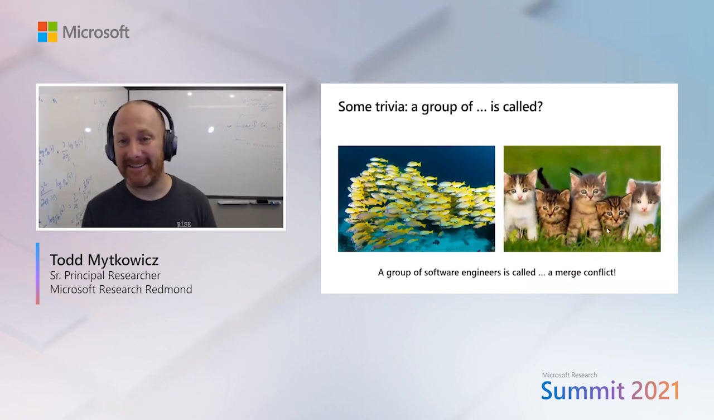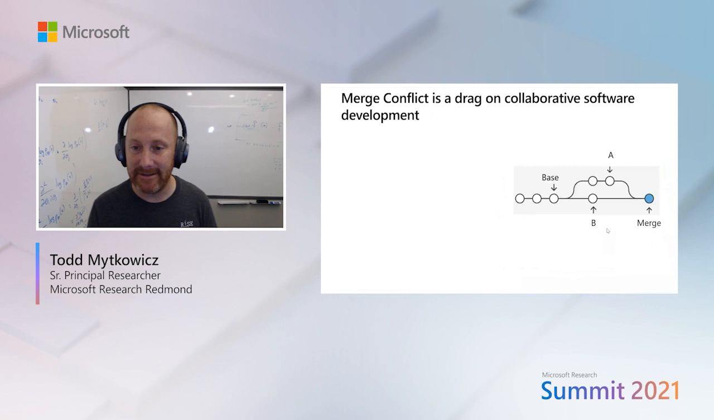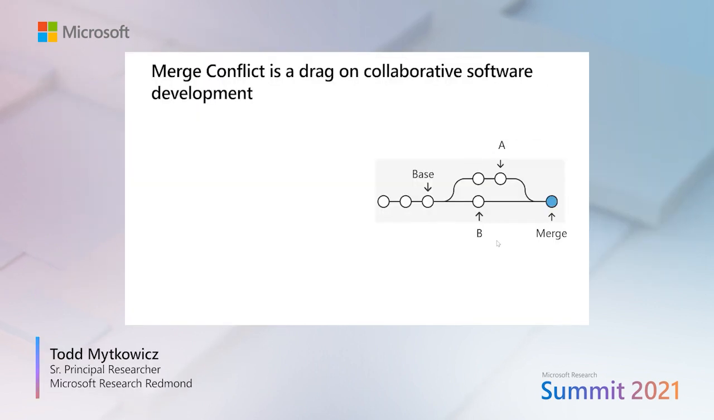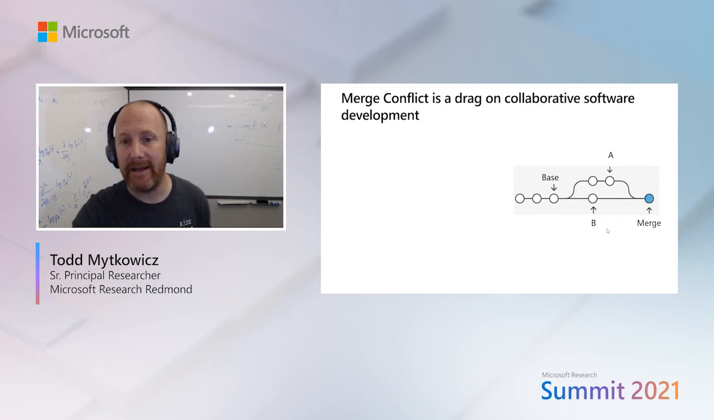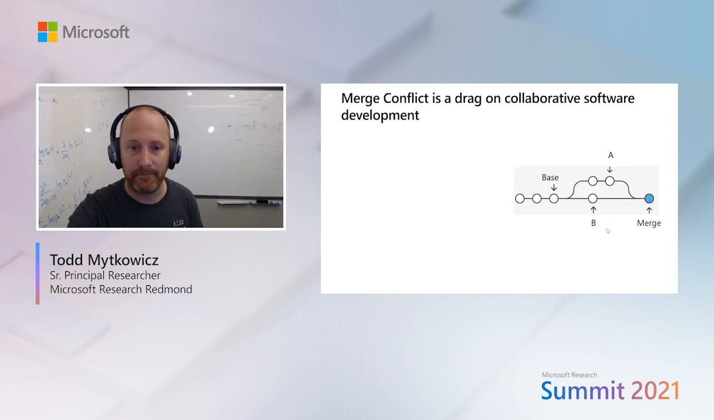So a merge conflict is a drag on collaborative software development, right? It's happening all the time. And how a merge conflict arises is that we have some common base program that two people, call them A and B, have decided to edit. They both make independent changes, and then ultimately they need to merge their changes back into the mainline. Now, when they do that, one of the two, A or B, if they've edited the same file, will have to do a merge conflict resolution. Right? They'll basically have to fix any conflict that arises between editing the same file.